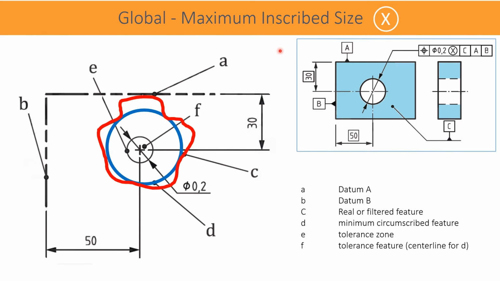Maximum inscribed circle is constructed through the points which are the most inner points, or we can say that all the points are outside or on the circumference of the maximum inscribed circle. The red colored circle here is an actual circle, whereas the blue colored one is a maximum inscribed circle feature.